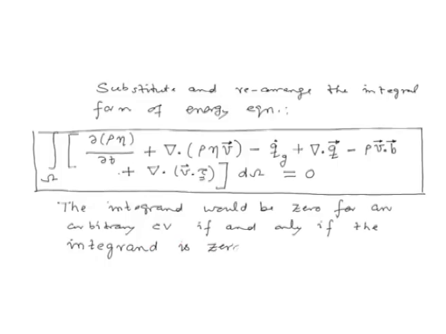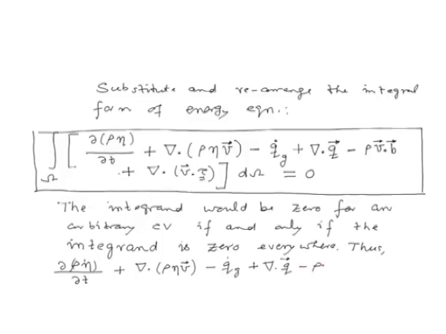Integrand is 0 everywhere. So thus what we get? Let us set our integrand to 0. So we get del of rho eta by del t plus divergence of rho eta v minus qg dot plus divergence of q minus rho v dot b, sorry, that is minus divergence of v dot tau, this is equal to 0.